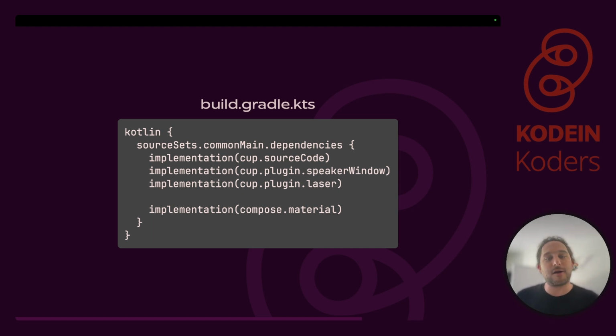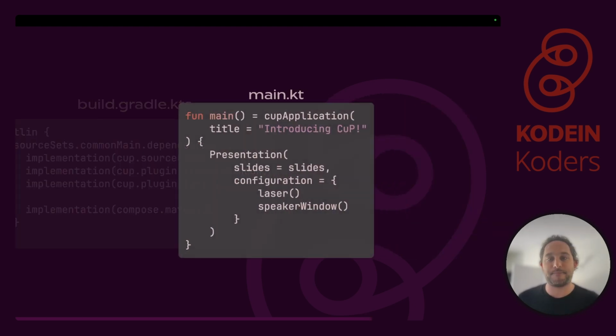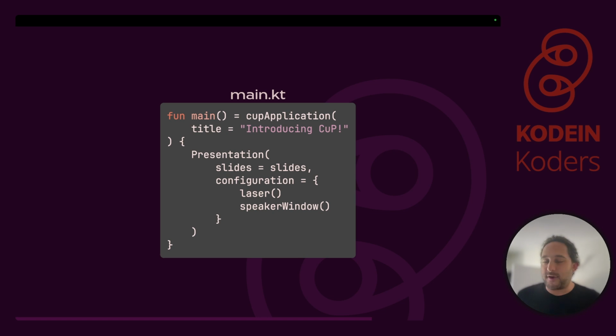And finally, Compose Your Prez does not take assumption as to which material composables you're going to use. So if you're going to use material, you need to depend on that, and if you're going to use material 3, you also need to depend on that. And finally, create your main KT file with your main function. You create a Cap application, you give it a presentation, and that's it.